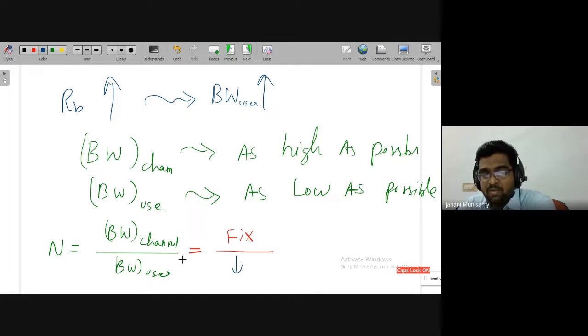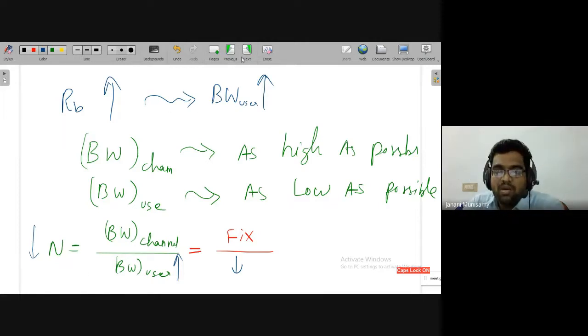So what is the observation? In general, we have some common channel, and each user has their own bandwidth. But if by some technique you reduce the bandwidth of the individual user, you can accommodate more number of people. Otherwise, if you increase user bandwidth, you cannot accommodate many people. The number of users in the system will reduce automatically.